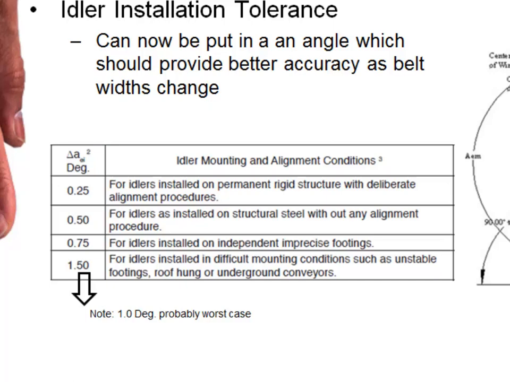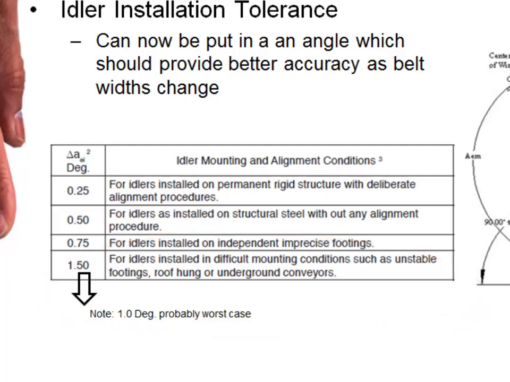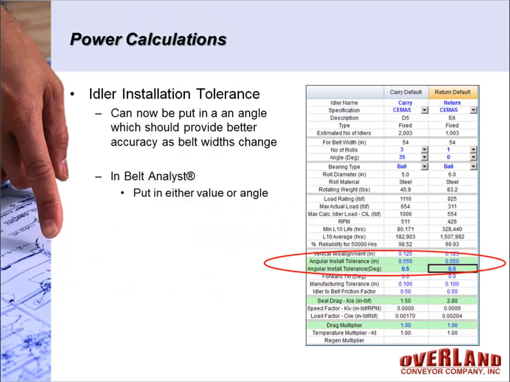And it suggests that for idlers installed in difficult mounting conditions such as unstable footings or underground conveyors, you might use 1.5 degrees. We will suggest, for overland conveyors, from our analysis of actual field installations, that the 1/4 degree is achievable, but for underground installations, the 1.5 degrees is probably the maximum; there is about 1 degree of misalignment. So put in those values, and the program will adjust based on belt width, and probably give you a little bit more accuracy as far as how that is input into the program.